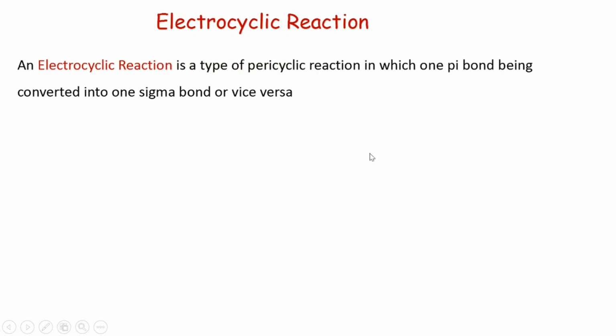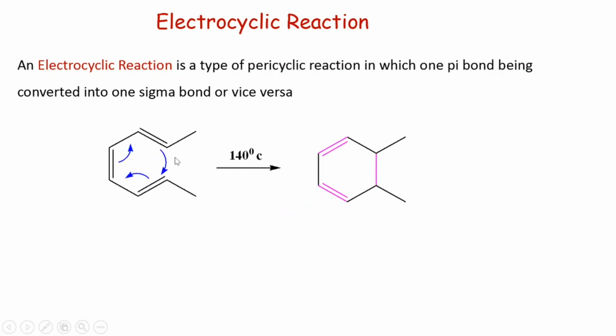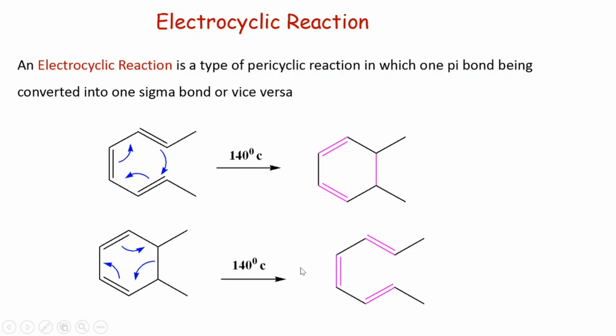The next kind of pericyclic reaction is electrocyclic reaction. An electrocyclic reaction is a type of pericyclic reaction in which one pi bond is converted into one sigma bond or vice versa. Electrocyclic reaction is further divided into ring closing electrocyclic reaction and ring opening electrocyclic reaction. So this is an example of ring closing electrocyclic reaction and this is an example of ring opening electrocyclic reaction.